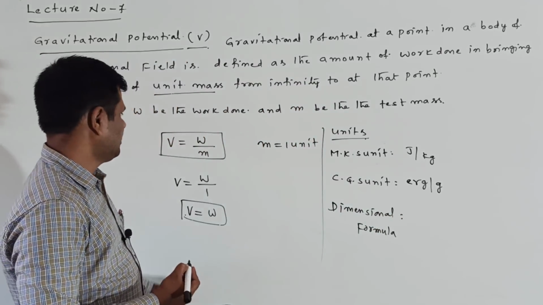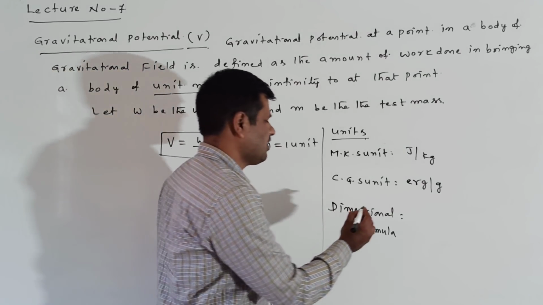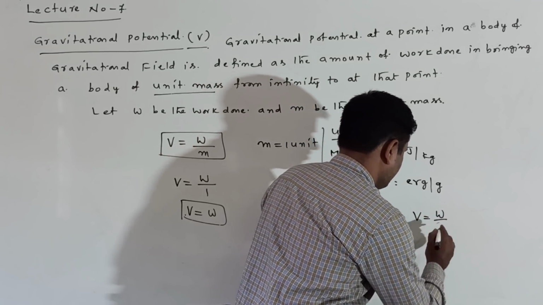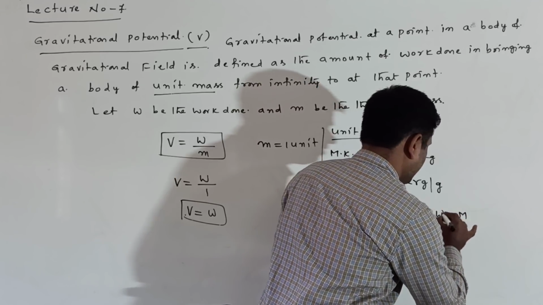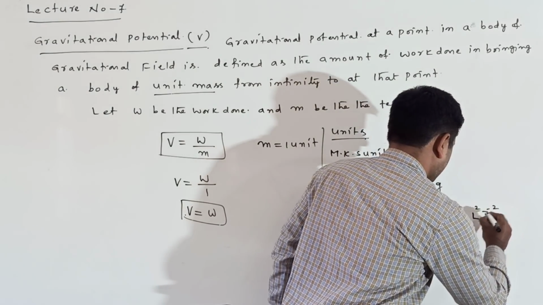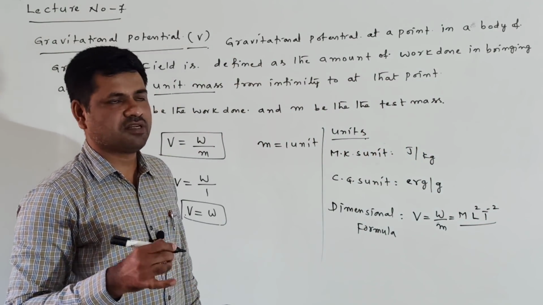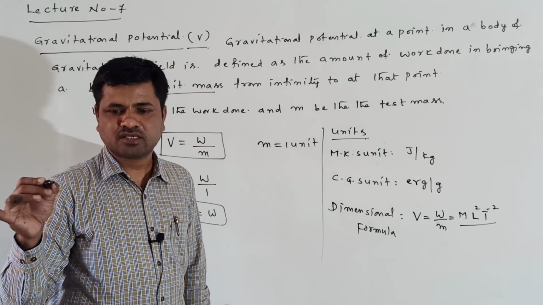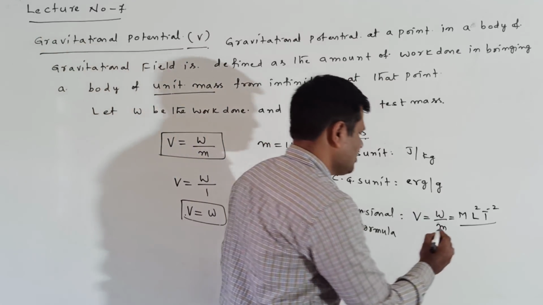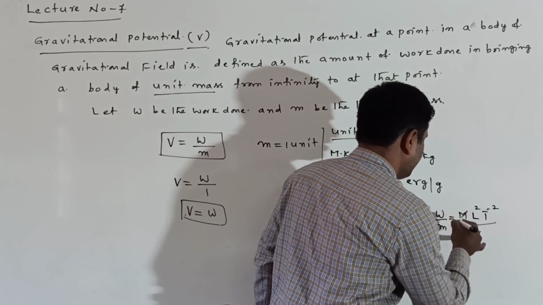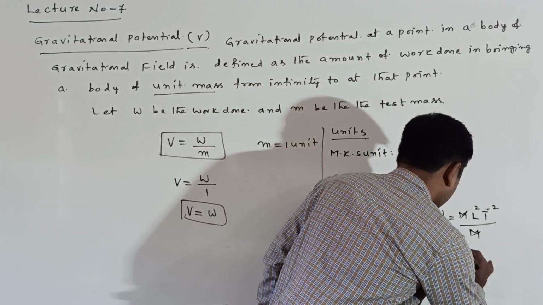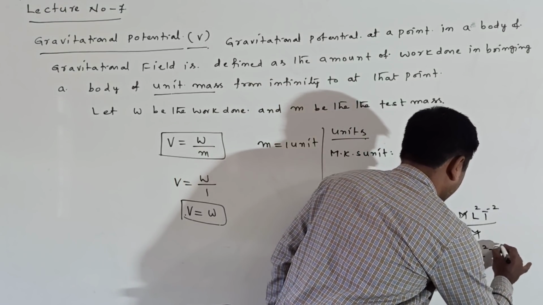Next, what is the dimensional formula? The general formula is V equals W by m. The work dimensional formula is ML square T power of minus 2, and the force dimensional formula is ML T power of minus 2. The mass dimensional formula is M. Here M and M get cancelled, giving M power of 0 L square T power of minus 2.